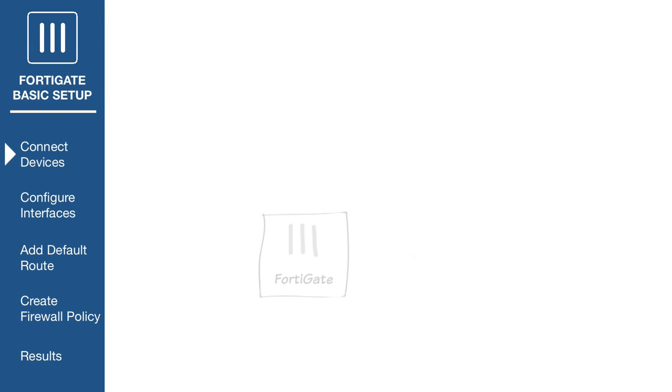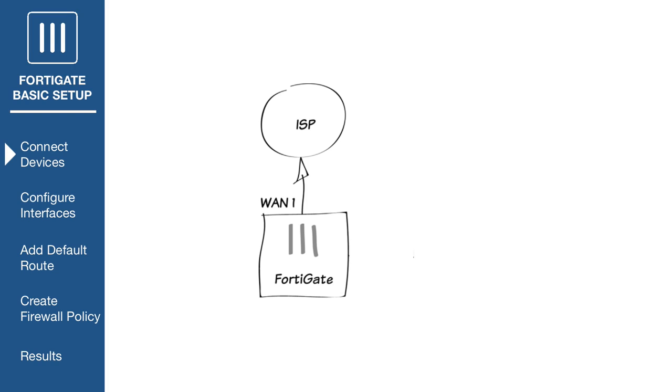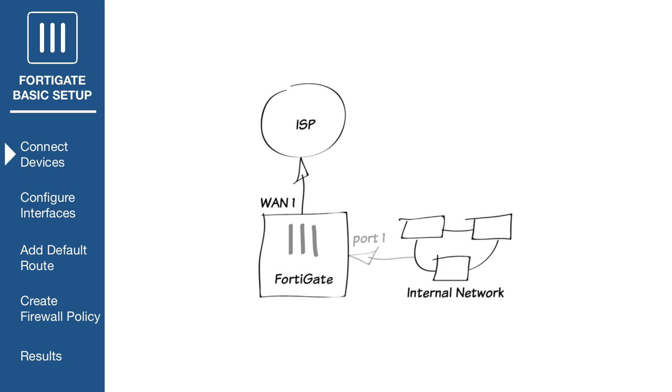First, you'll need to connect your FortiGate into your network setup. Connect the FortiGate's internet-facing interface, usually WAN1, to your ISP-supplied equipment, and connect a PC to an internal port on the FortiGate, usually port 1. Power on the ISP equipment, the FortiGate unit, and the PC that is now on the internal network.